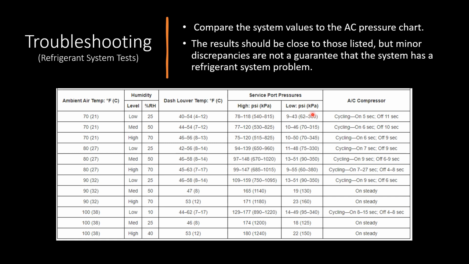The next thing we're going to look at is our high pressure and low pressure. And as you can see, the humidity also changes the high side and low side pressure, though not by that much, right? So on the high side, you have anywhere between 78 and 118, or I would just take, you know, the worst case scenario, 75 and 120.